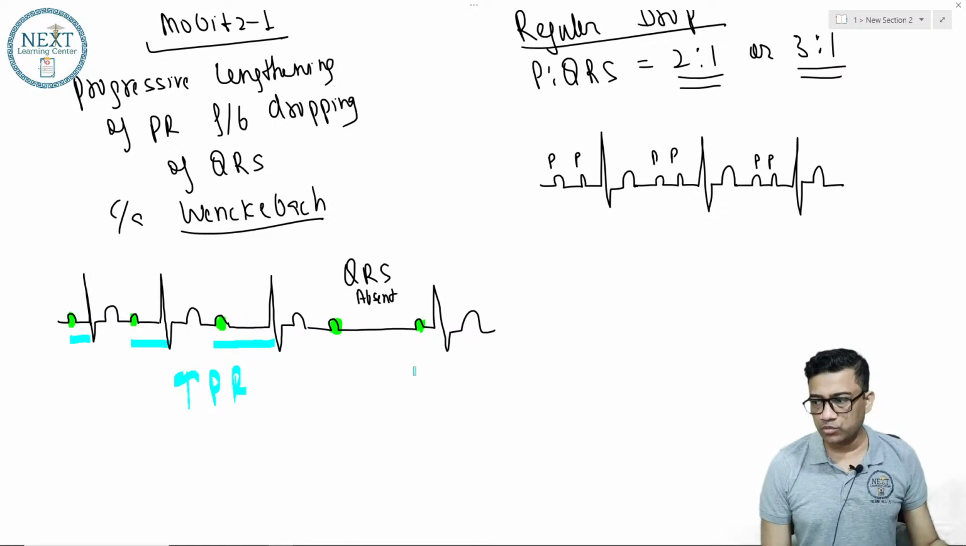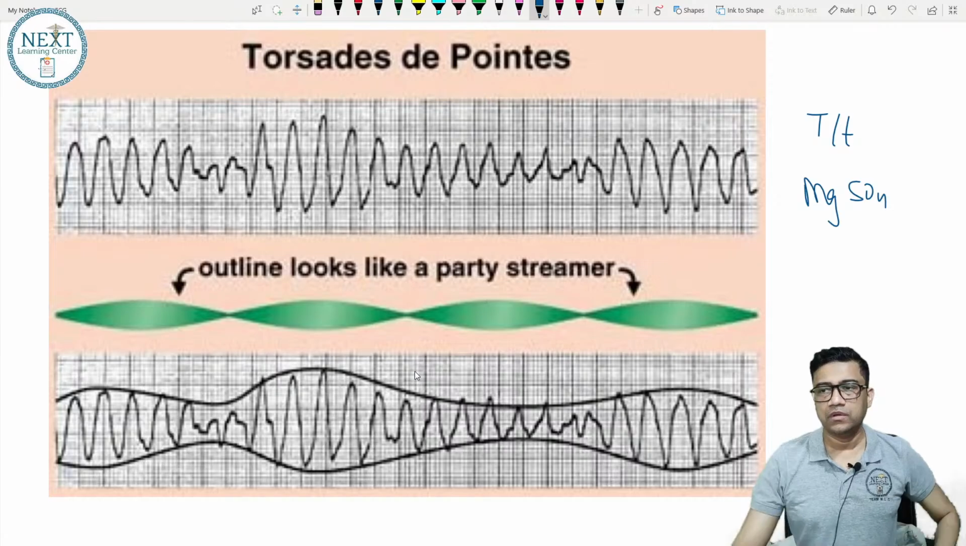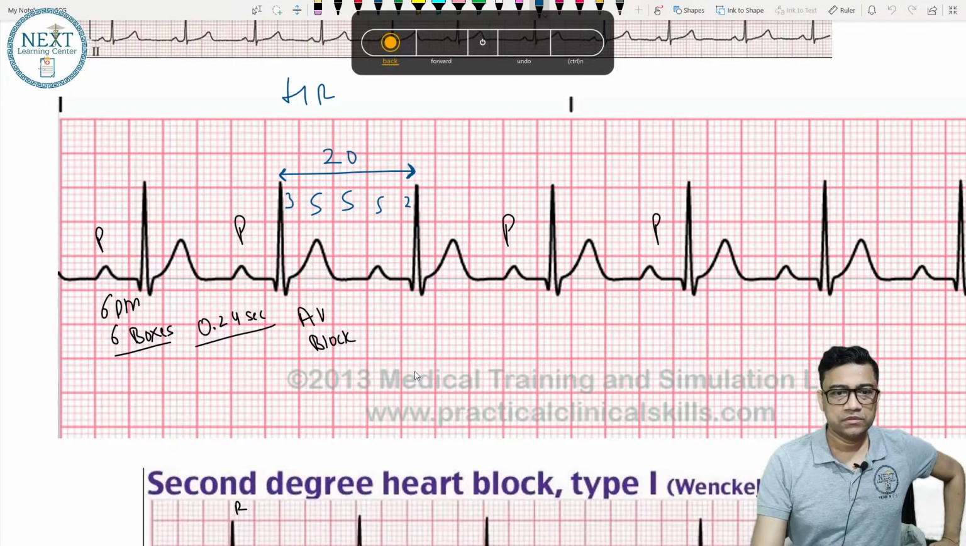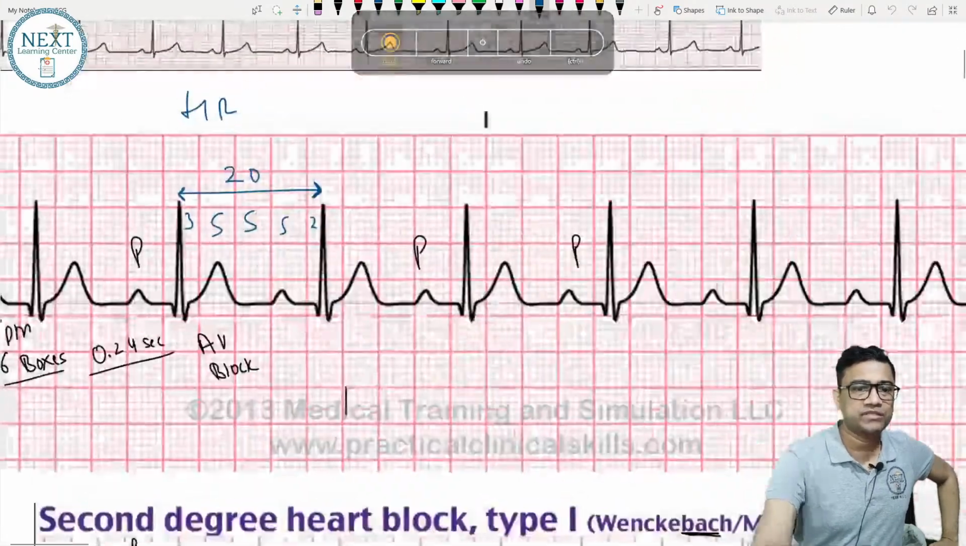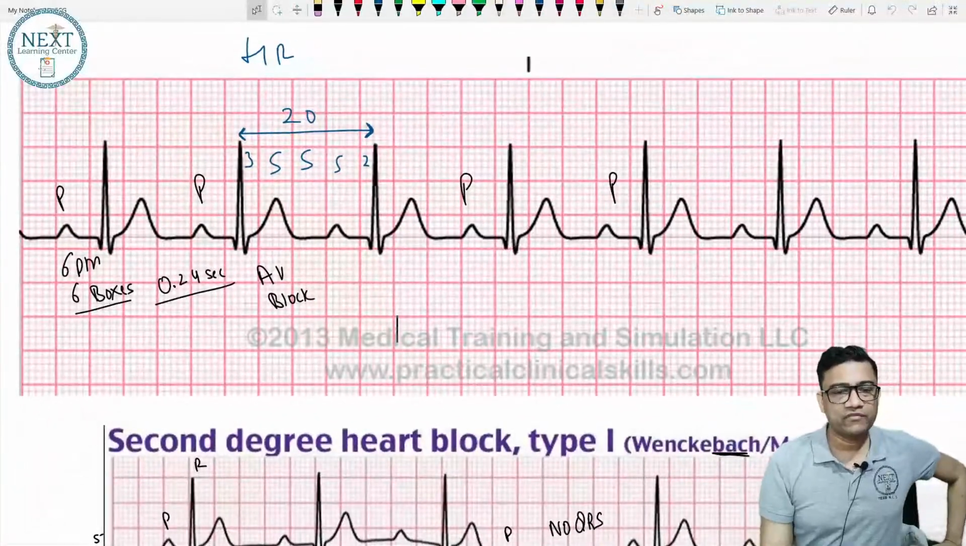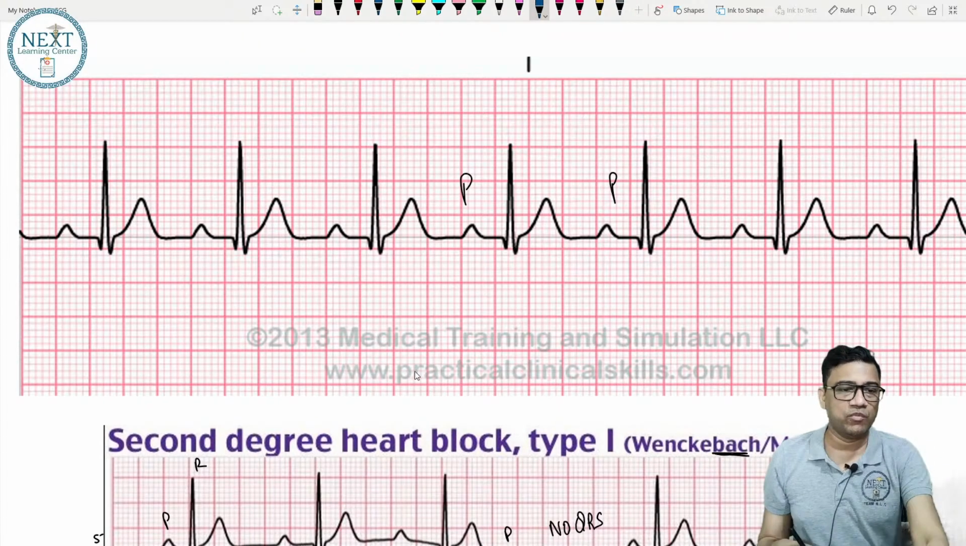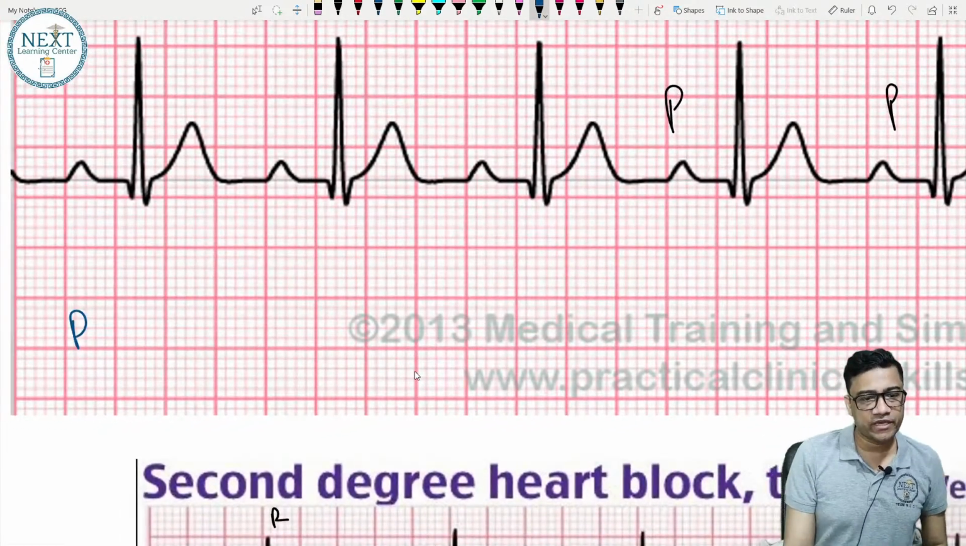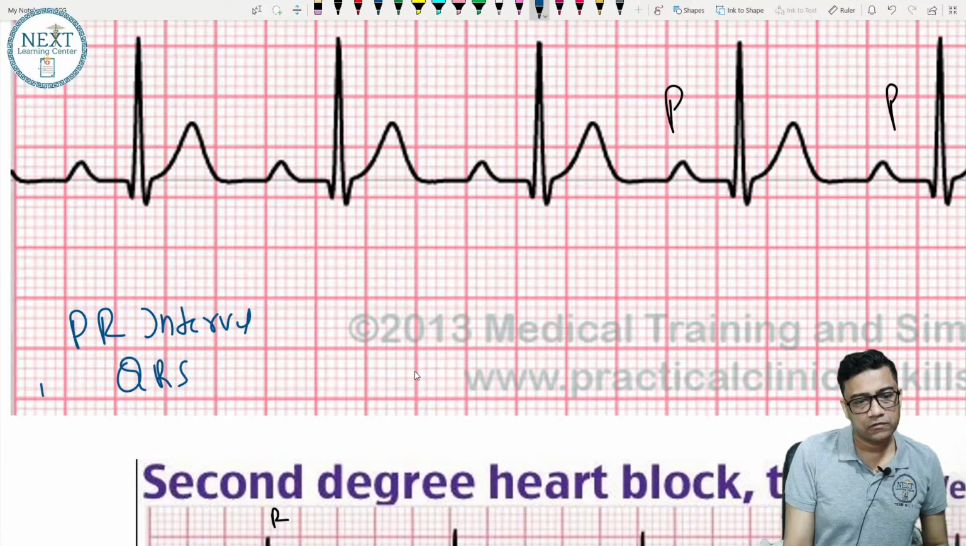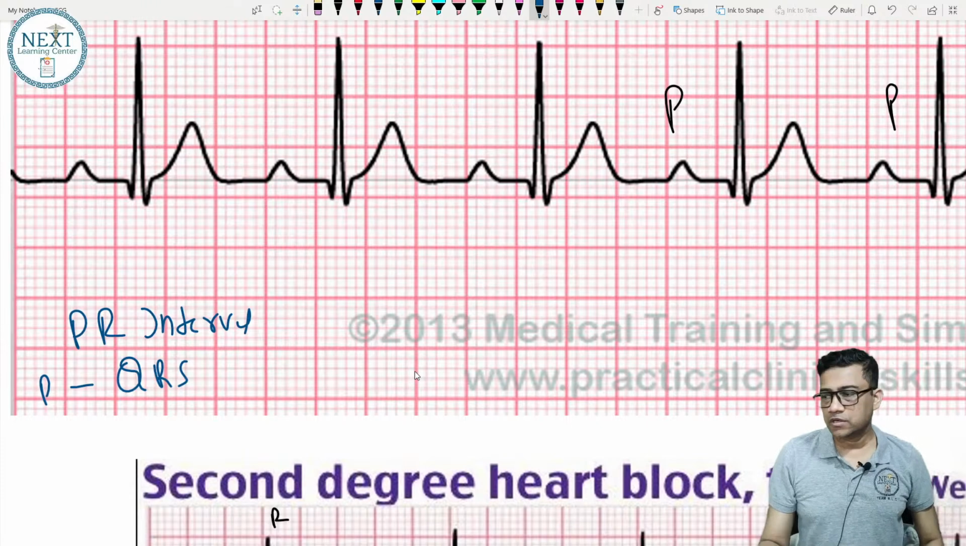Now let me show you. So please have a look at this ECG. What do you see? First, in this case, count the number of boxes and calculate the PR interval. Can you do that? What is PR interval? It is from P to QRS. Count the number.